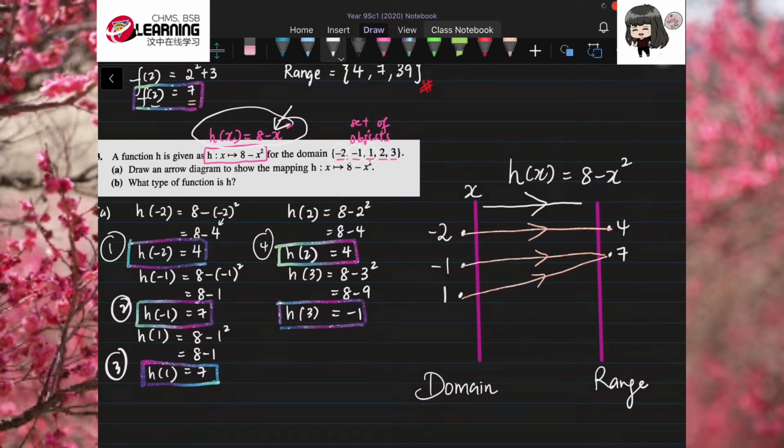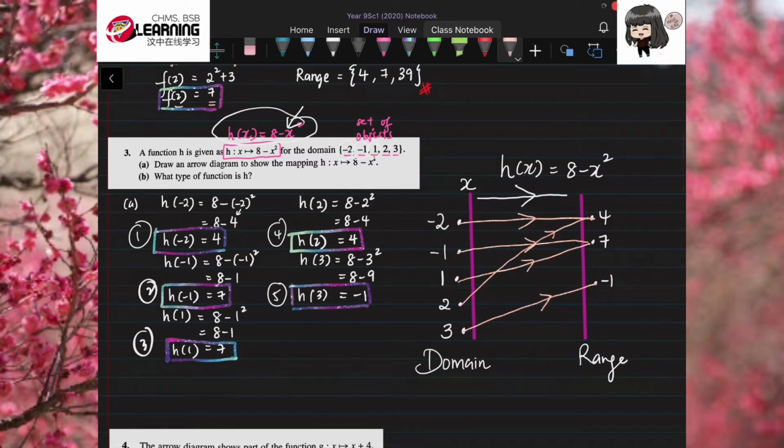And the fourth one here, h of 2 is 4. So a new one, 2, maps onto 4. Do we have 4 on the range side? Yes, we have. So we just draw the arrow, map onto 4. And the last one, h of 3. We have 3 as object, and the image is negative 1. So we have a new one, negative 1, and we map to the image of negative 1.